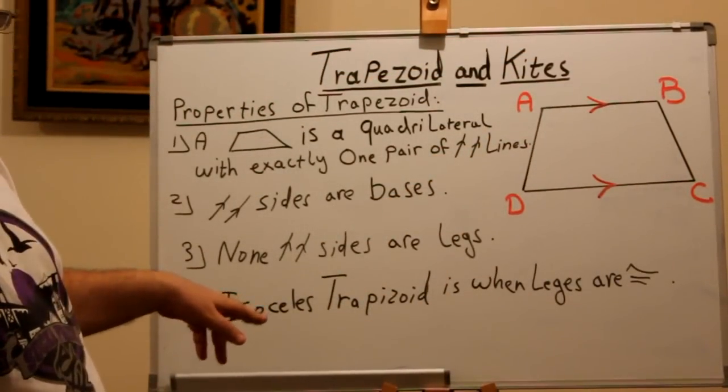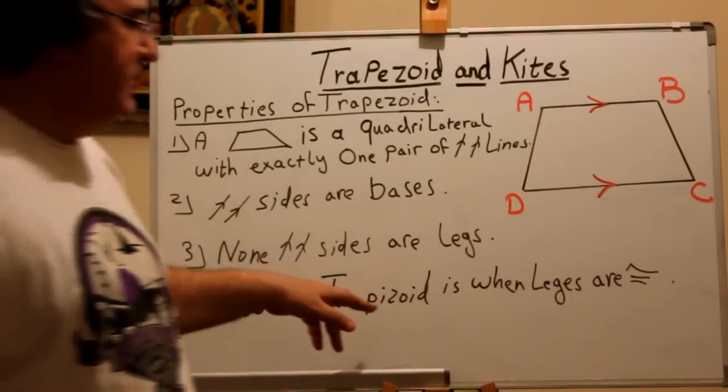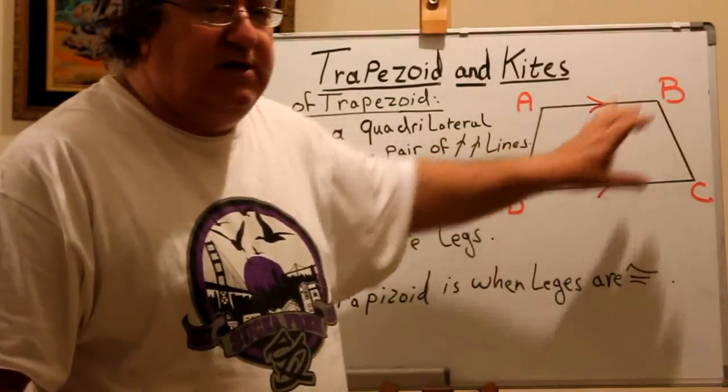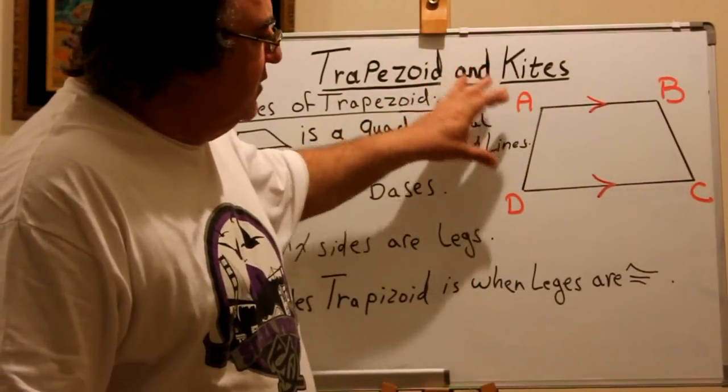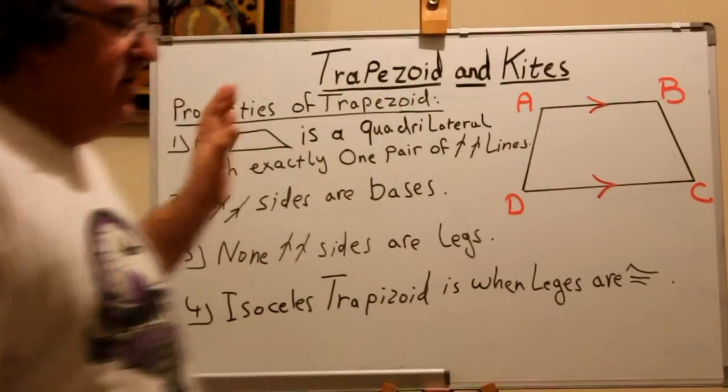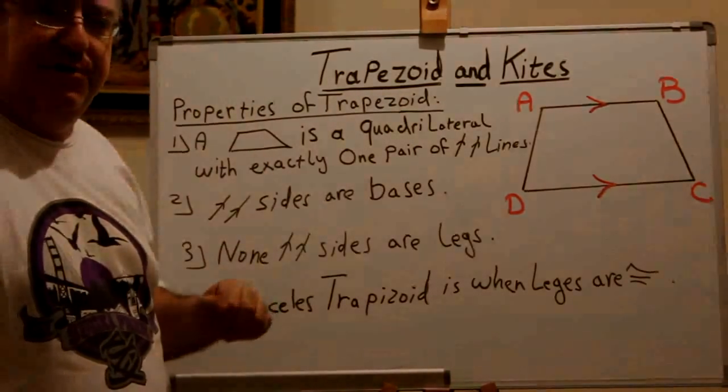Now, there's a special case, we call it an isosceles trapezoid, when the legs are congruent. If these two are equal and congruent, then we call this an isosceles trapezoid. Now, I think the properties are clear. Let's go to the theorems.